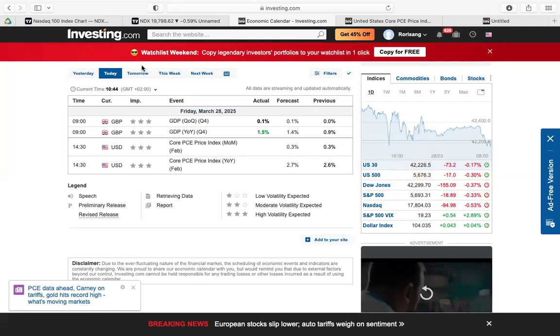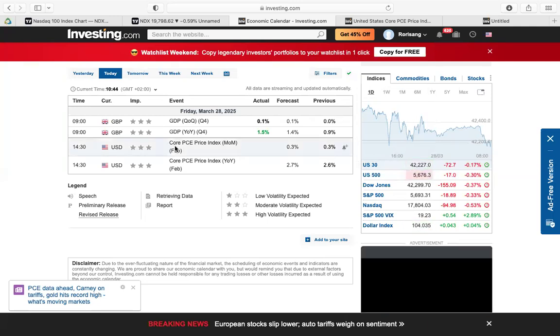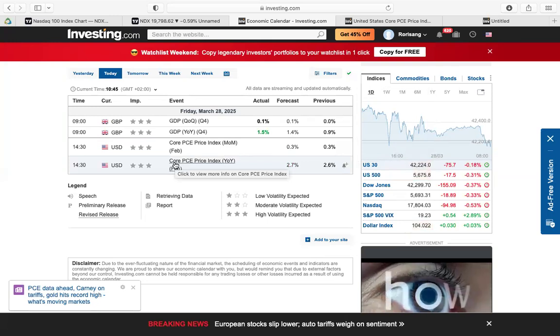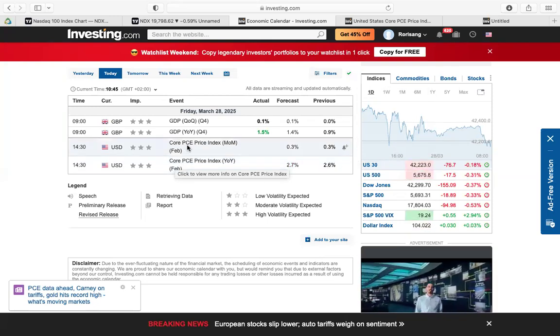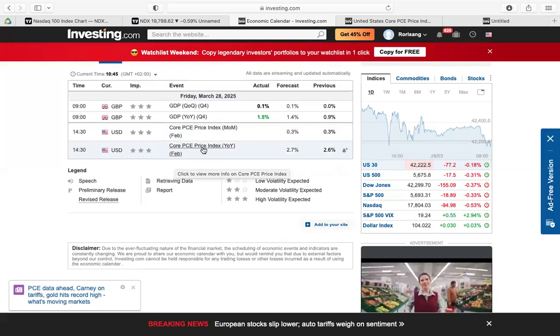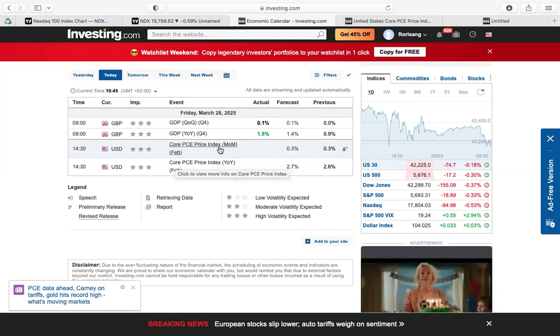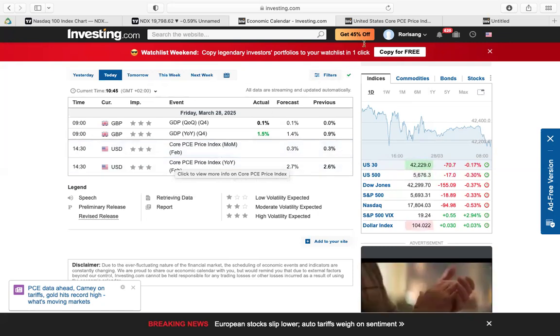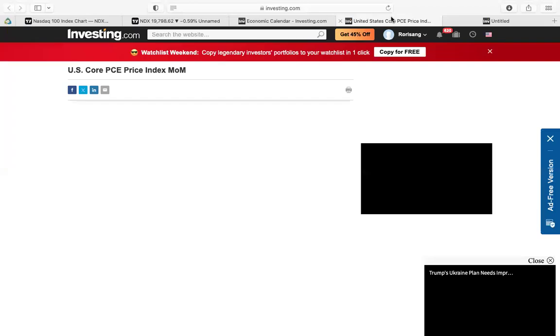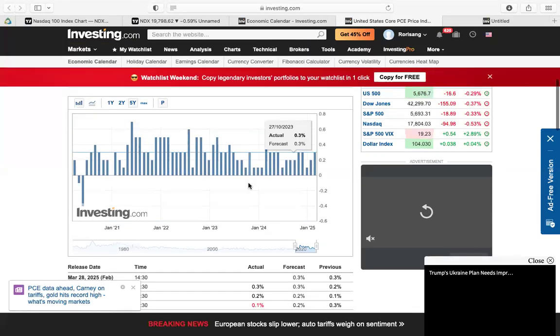So in this session, we're going to keep it short and analyze this event. We're going to learn what this event is and how it works. Let's start with our core PCE price index, month to month. Is it this one? I don't think it's this one. Yeah, month to month.